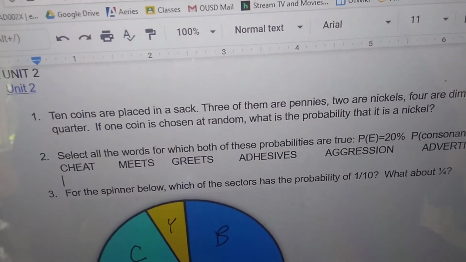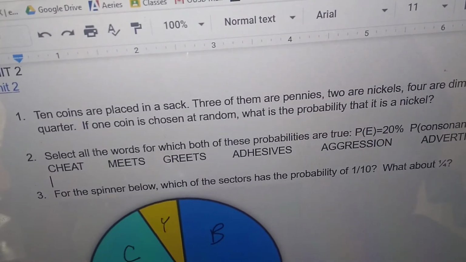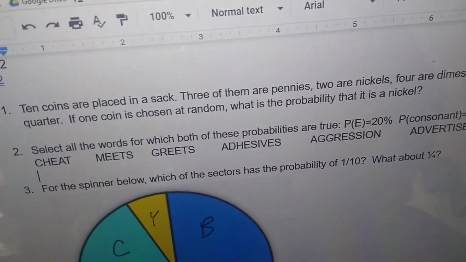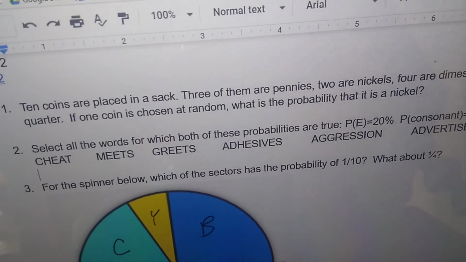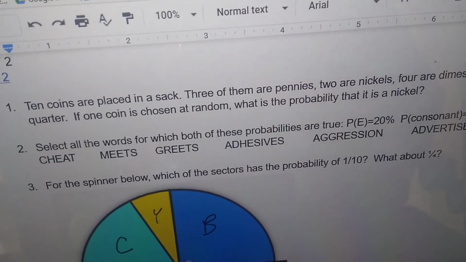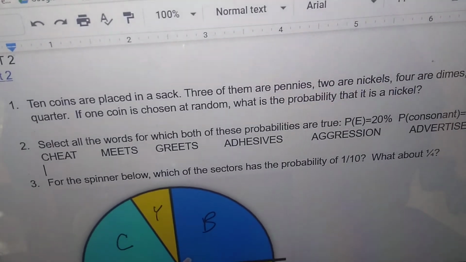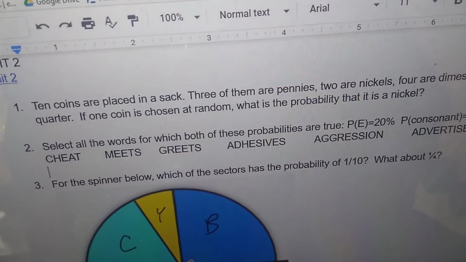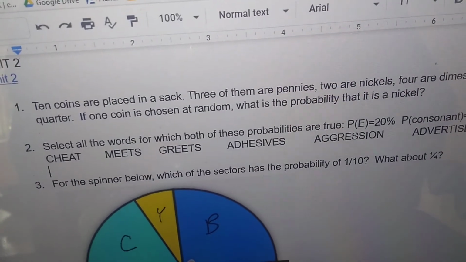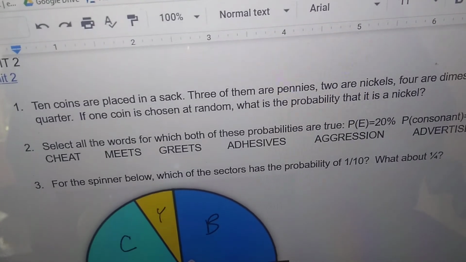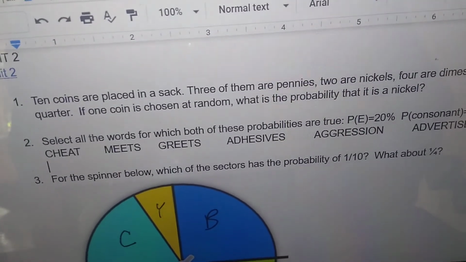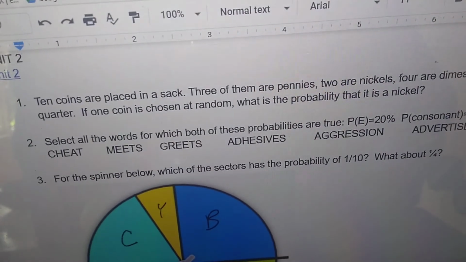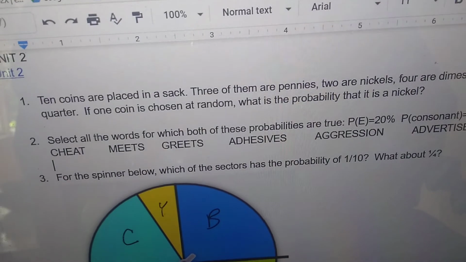All right, select all the words for which both of these probabilities are true. Probability of picking an E is 20%, and the probability of picking a consonant is 3/5. And your choices are cheat, meets, greets, adhesives, aggression, and advertises. Now, one of the things you might need to do to make this easier is to realize that 20% is 20 out of 100, or 2 out of 10, or 1 out of 5. That makes it a little easier if you realize that P of E is 2 out of 10, or 1 out of 5.